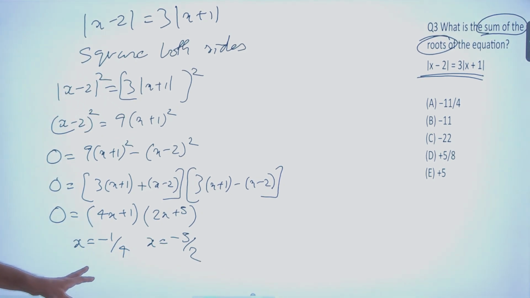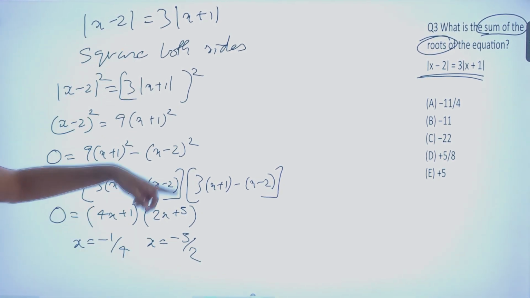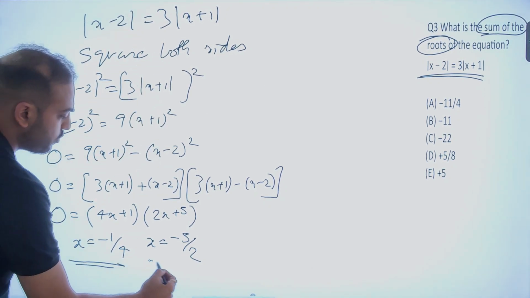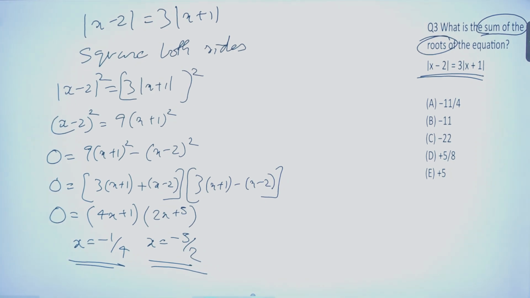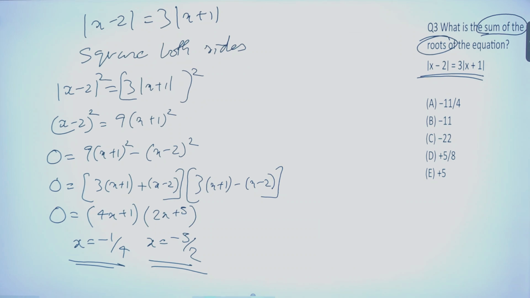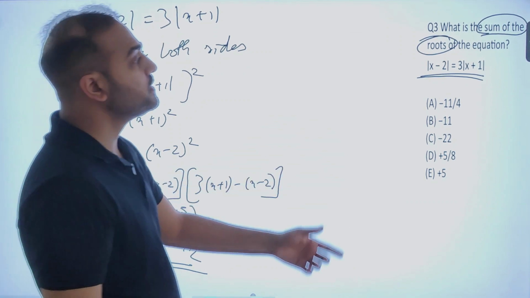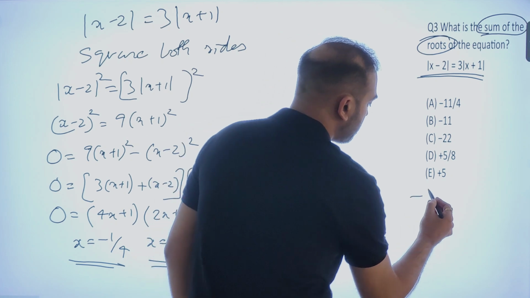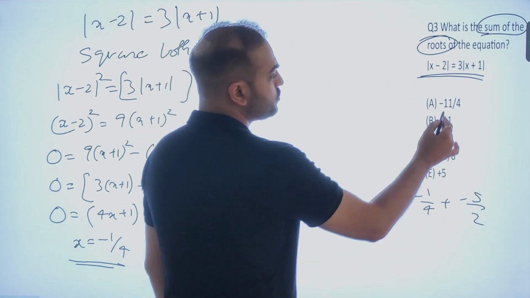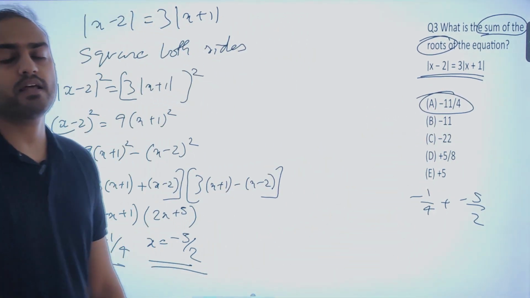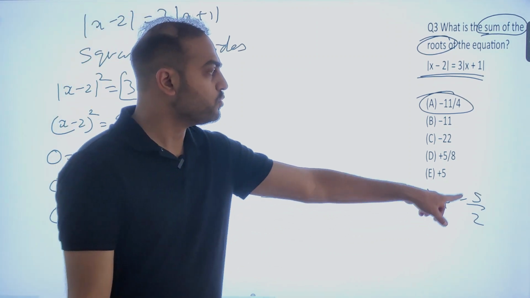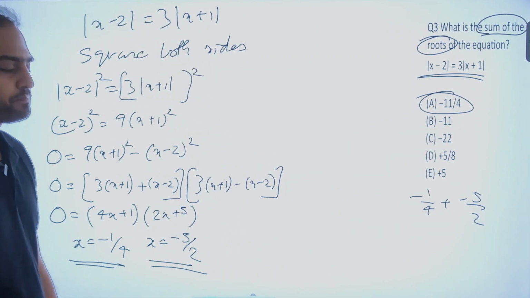Again, verify the answer. Plug it back in to verify. You will see that both the values are verified. So then what are they asking? Sum of roots. So minus 1 by 4 plus minus 5 by 2. If you solve it, that's minus 11 by 4. What are they asking? Sum of the roots. So add the two, minus 11 by 4.